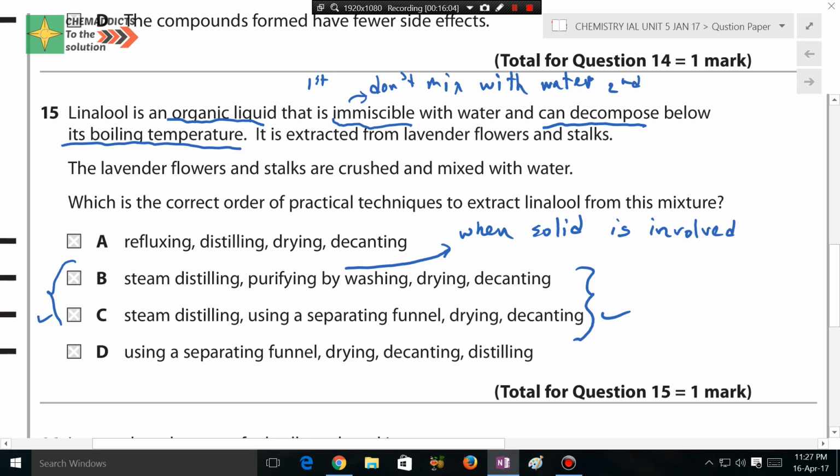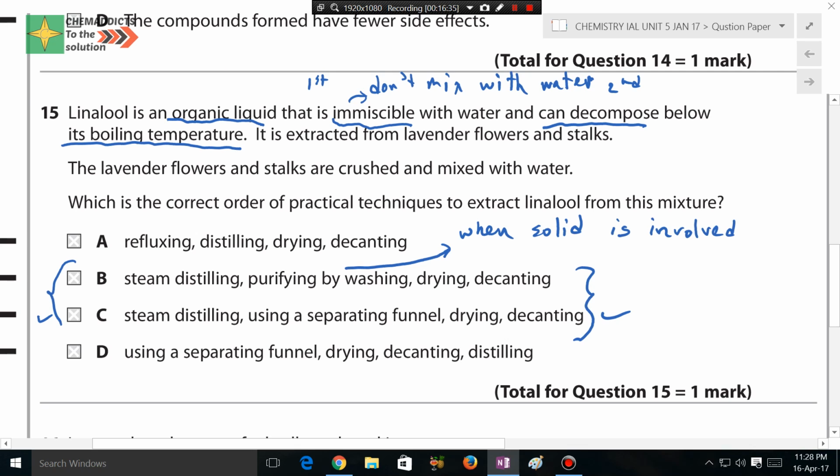Here we can see that it is already immiscible with water, and purifying by washing means we are adding water to the linalool. How ridiculous. So that's why we're gonna stick with option C.